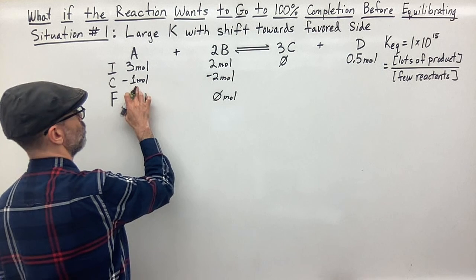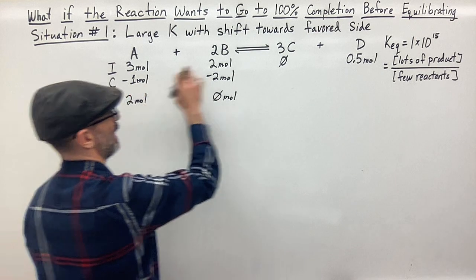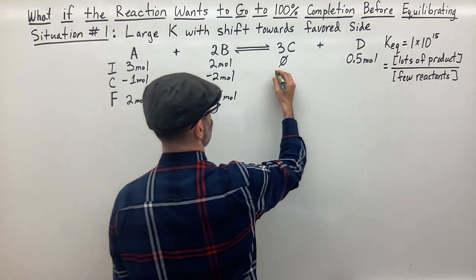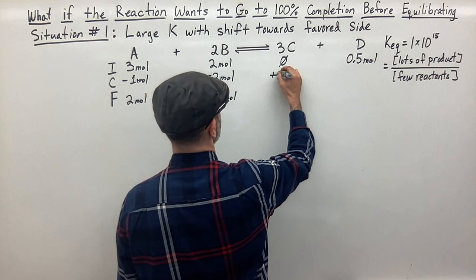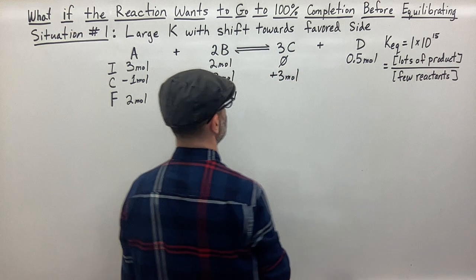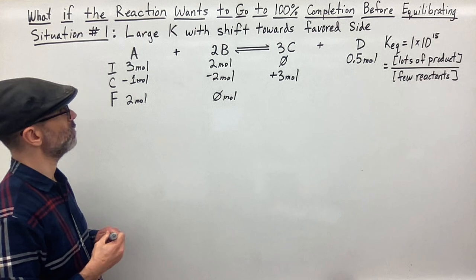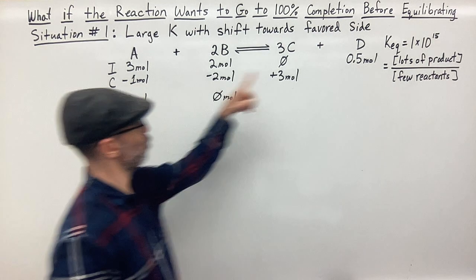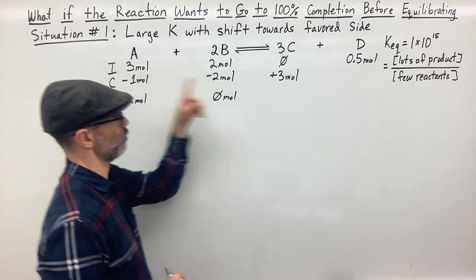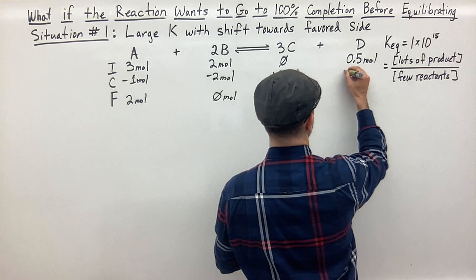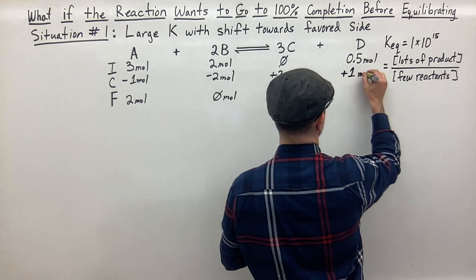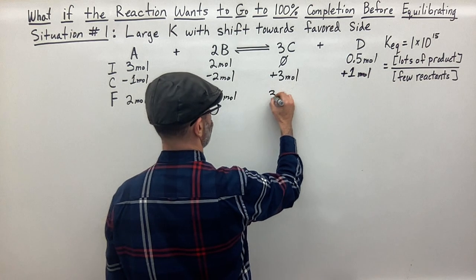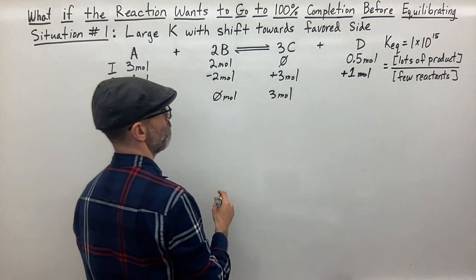So if I lose 1 mole of A, then I'm going to gain 3 moles of C because of the 1 to 3 ratio. And again, if I lose 1 mole of A, it's a 1-to-1 ratio here, so losing a mole of A would be the same as gaining a mole here. So I gain 1 mole here, and the final amount is that I'm going to have 3 moles of C.